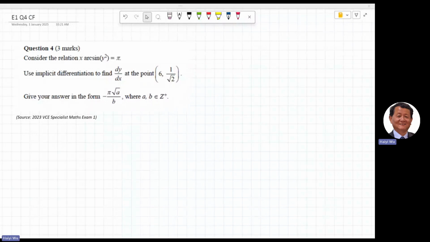Hello everyone, welcome back. Today we're going to solve a differential equation, but it's an implicit differential equation. We're going to use a question from the 2023 VCE Specialist Math Exam 1, question 4.